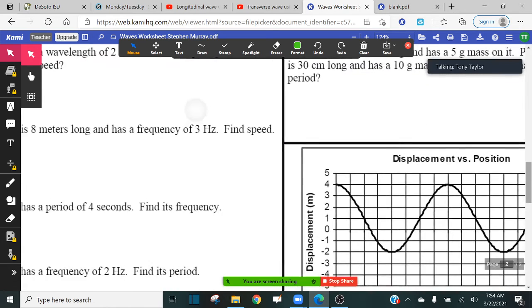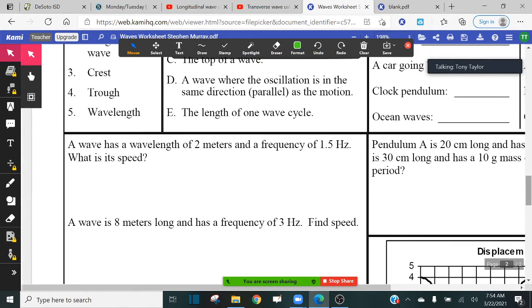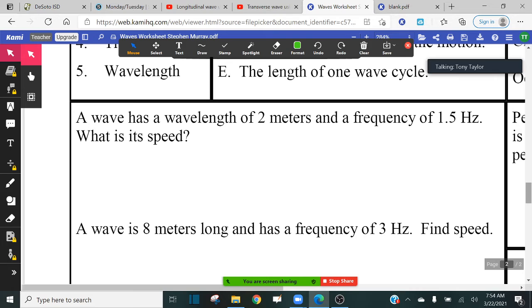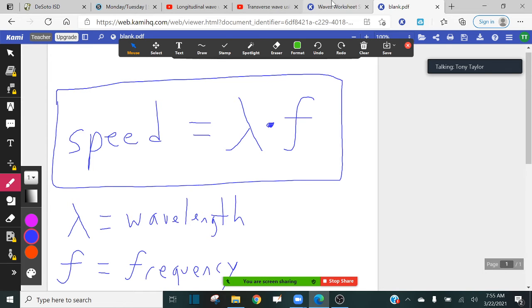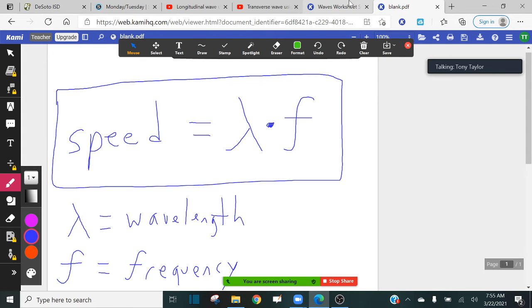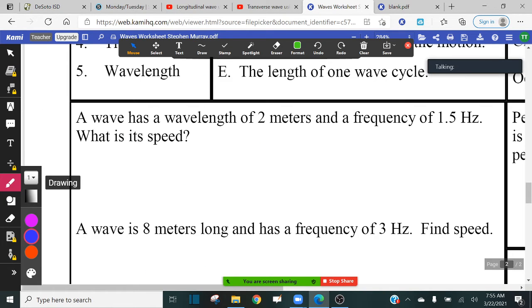So let's start with this right here. It says a wave has a wavelength of 2 meters and a frequency of 1.5 hertz. These are like the questions you can see for your homework. Remember, if it asks what its speed is, we just use this equation: speed equals wavelength times frequency.